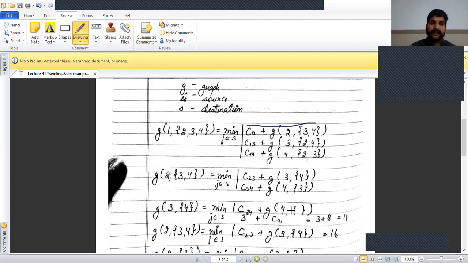After solving this, we can calculate the value of G(2, {3,4}): C(2,3) plus G(3,4) equal to 16. G(2, {3,4}) and 4 comma 3. We calculate the value, take the minimum value of this, 11, put the value of 11 as the minimum there, and then calculate G(2, {3,4}) equal to 16.